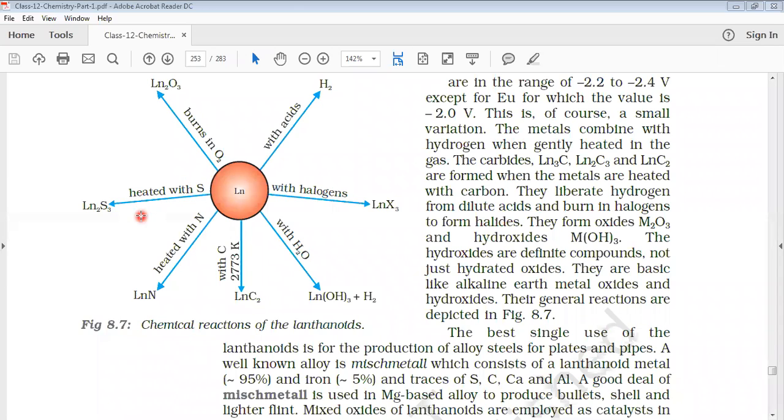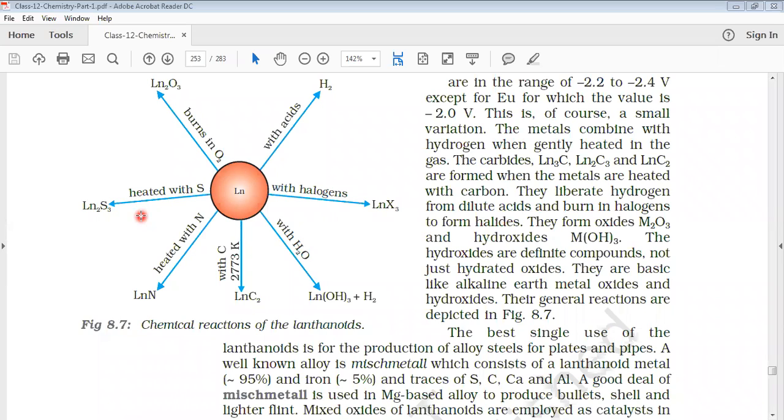So what this pictorial representation says is that it can combine with sulfur, nitrogen, carbon, water, halogen, acid or oxygen, whatever it can be. It can easily, readily react with these components to give a product yield. Whatever product we need, it gives us that product easily. So this is the kind of thing.